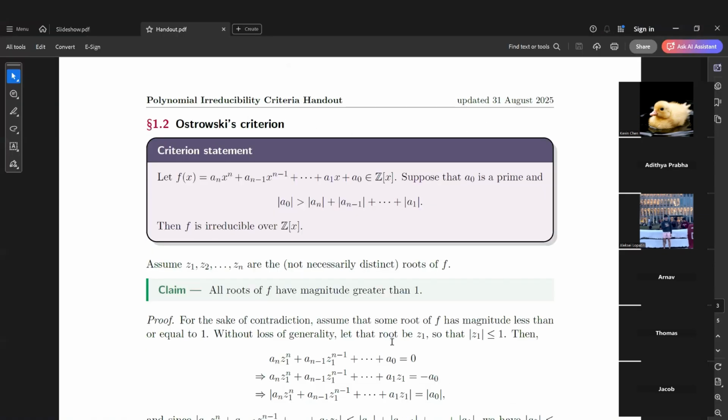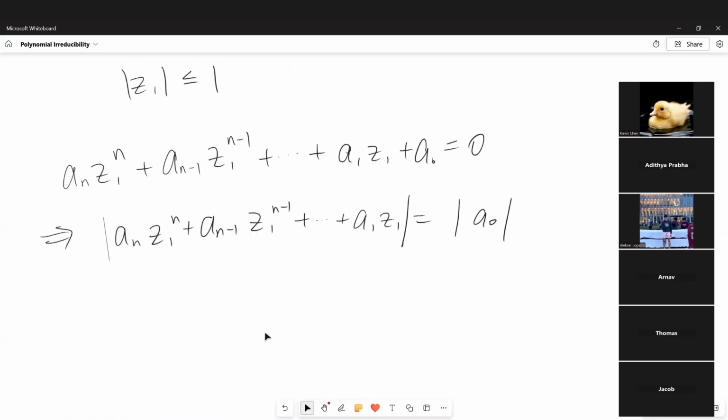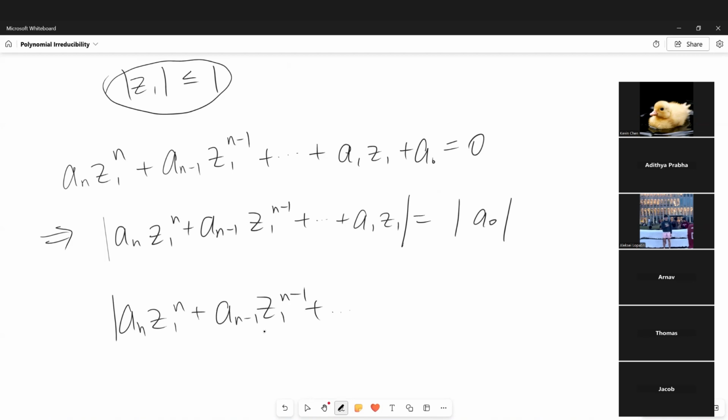And for this, let me check. All right, so this left-hand side over here, since we assume over here that the magnitude of z1 is less than or equal to 1, the left-hand side over here can actually be written as an z1 to the n. I mean, we can bound it, but we can bound it above at the sum of all the coefficients that are included here.